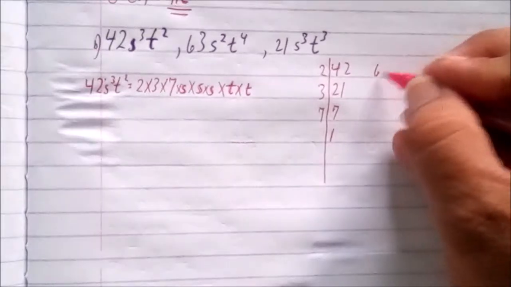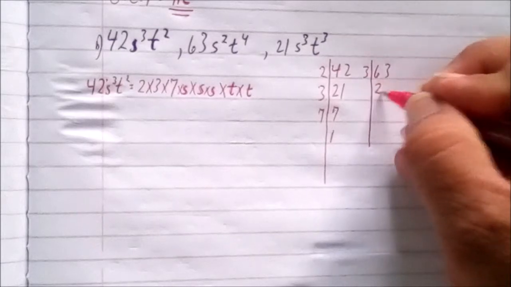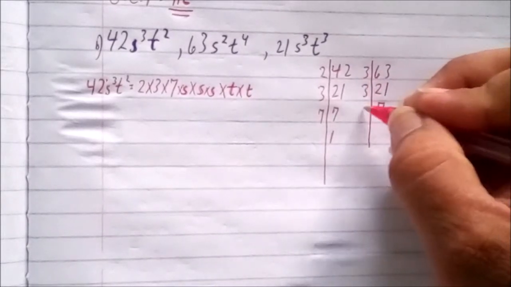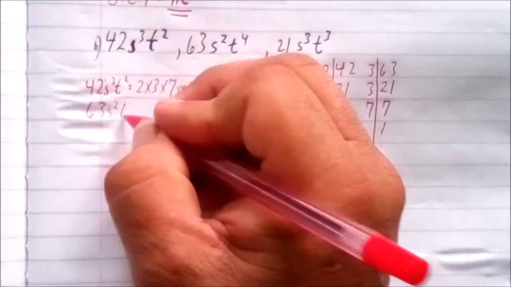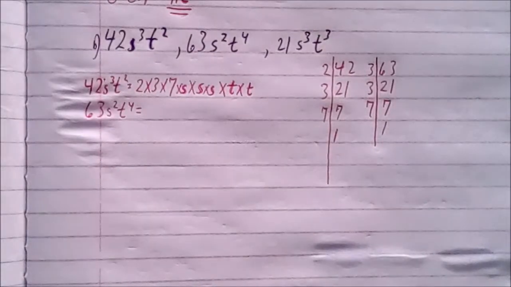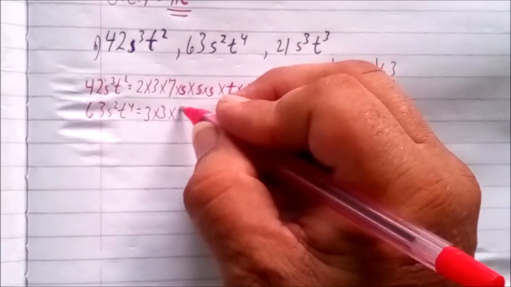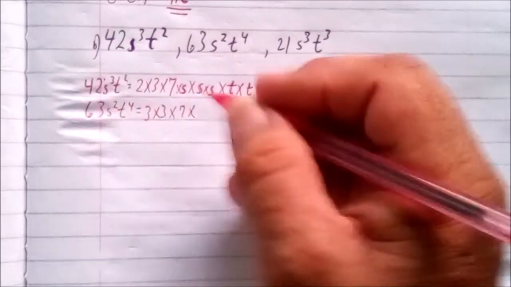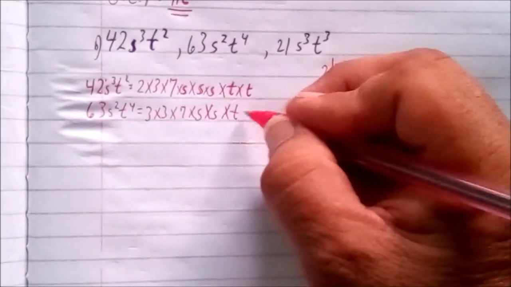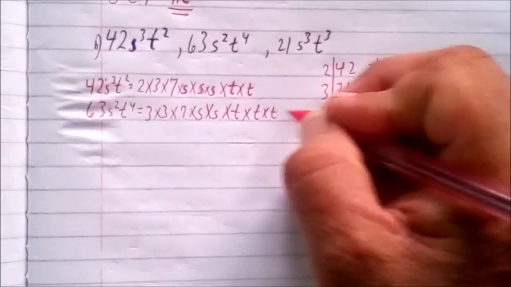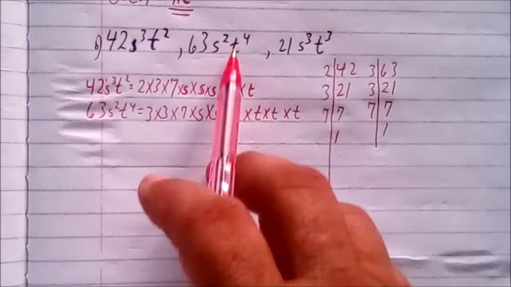So I go to 63 now. Divide here by 2, can't. By 3, yes. 3 into 63 is 21, 3 into 21 is 7, 7 here, 1. So therefore I can say that 63 s squared t to the 4th is actually 3 times 3 times 7 times how many s's? There are s squared, so we put s times s, and t to the 4th, t times t times t times t. That amount of t's you will put here depending on what's the power.